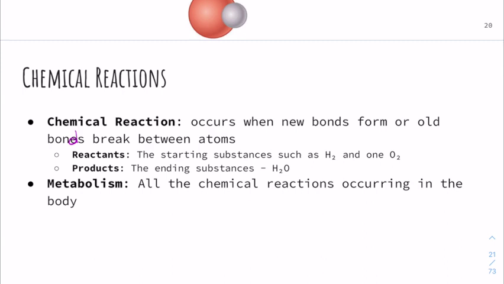The products are what we get at the end. So if we start with 2 hydrogens bonded together and 2 oxygens bonded together, so we have hydrogen and oxygen, our finished product is actually going to be water.